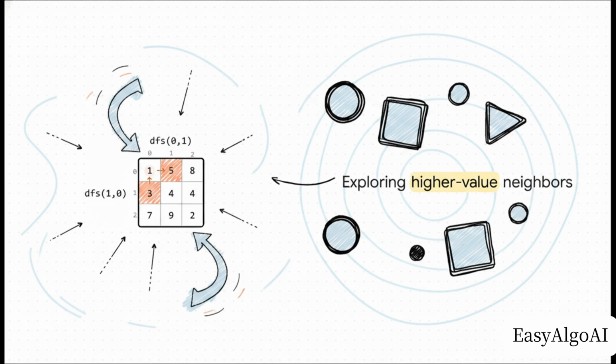But remember, it only cares about the valid higher value neighbors. The 1 can move down to the 3 or right to the 5. So by making a recursive DFS call to each of these larger neighbors, we can discover the lengths of the paths that unfold from them. The longest path starting at the 1 is just going to be whichever of those subsequent paths is longer, plus 1 to account for the starting cell itself.